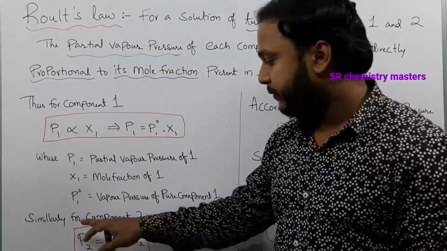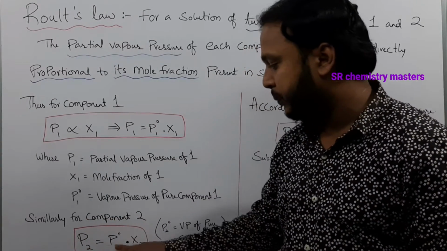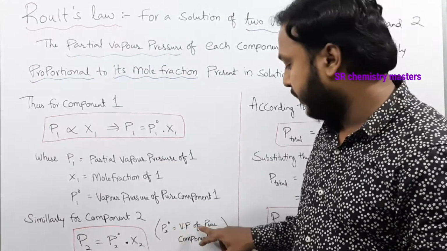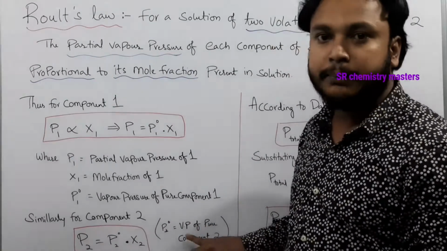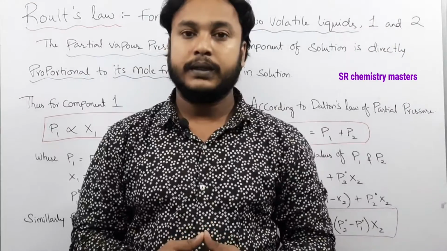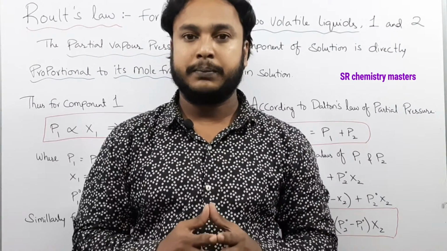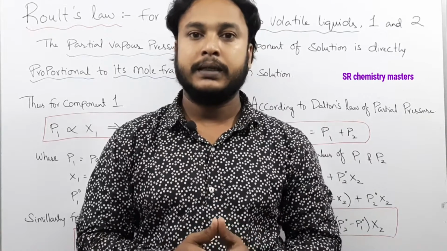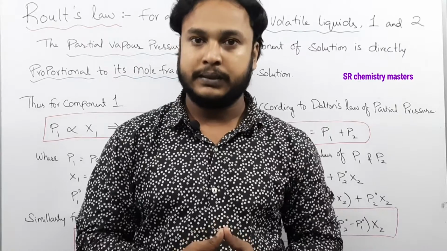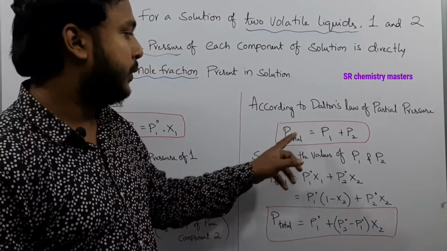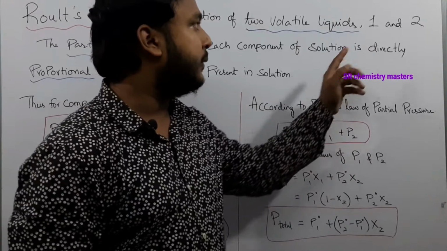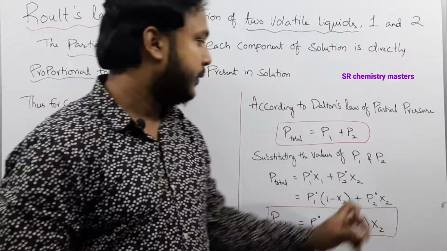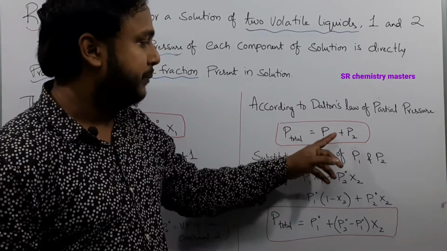And similarly for the second component, P2 is equal to P2 naught into X2, where P2 naught is the vapor pressure of the second component in the pure state. We know that according to Dalton's law of partial pressure, the sum of the partial pressures of all the components present in the solution is equal to the total pressure. Here P total is equal to P1 plus P2. Why? Because in the solution we have two components, component 1 and component 2. So P total is equal to P1 plus P2.